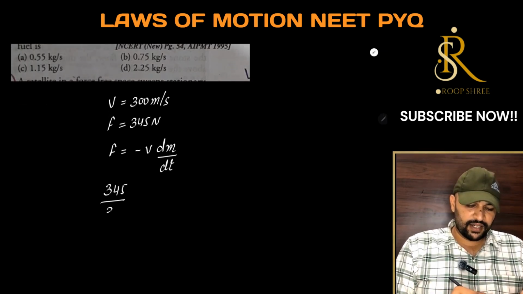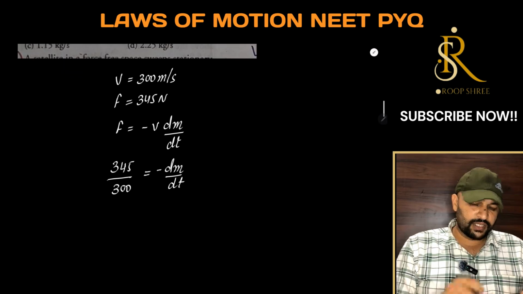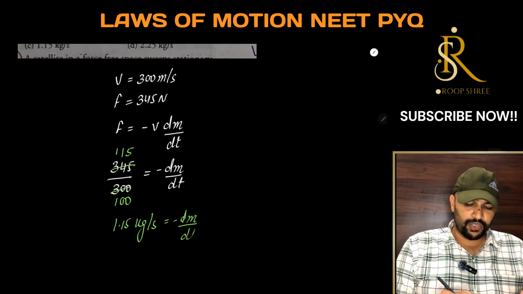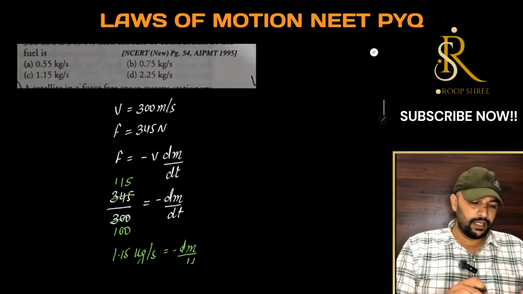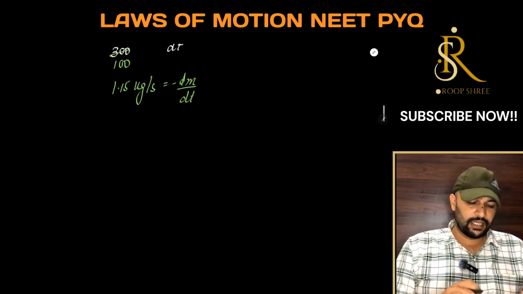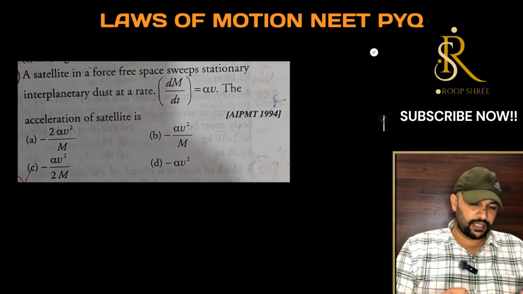Let's take this 300 on the left hand side, and this will be giving us minus dm by dt. On dividing both the sides here with 3, so this will be 100 over here, and here it will be 3 ones are 3, 3 ones are 3, and 3 5s are 15, correct? So this will give you 1.15 kg per second. This much fuel is consumed per second. I hope this is clear. Clear? So this will be 1.15, that's option C. Okay. Let's see the next problem in this series.